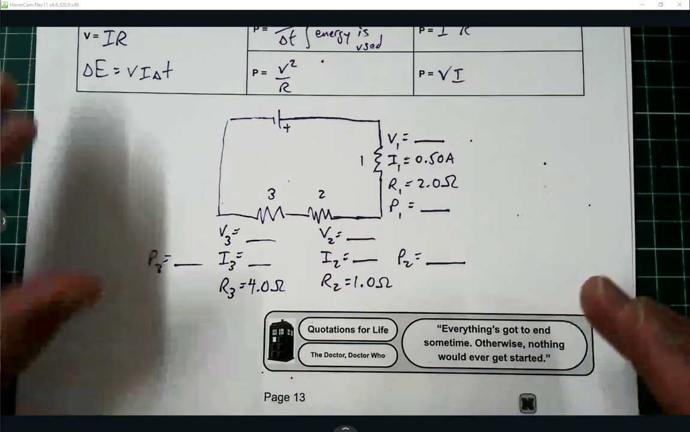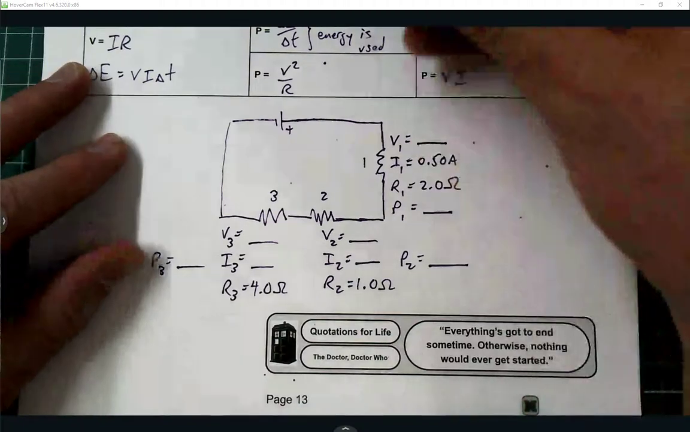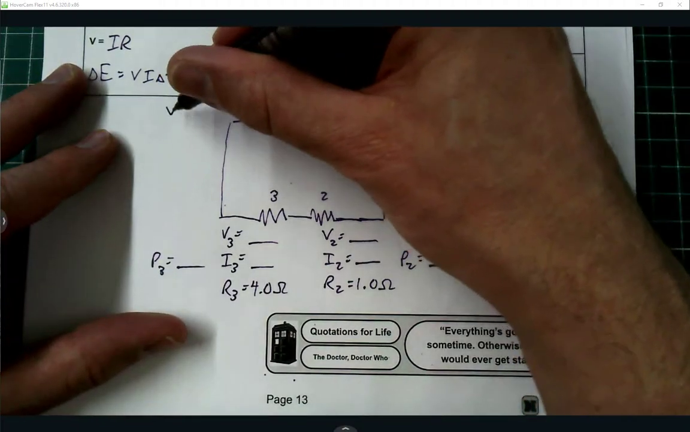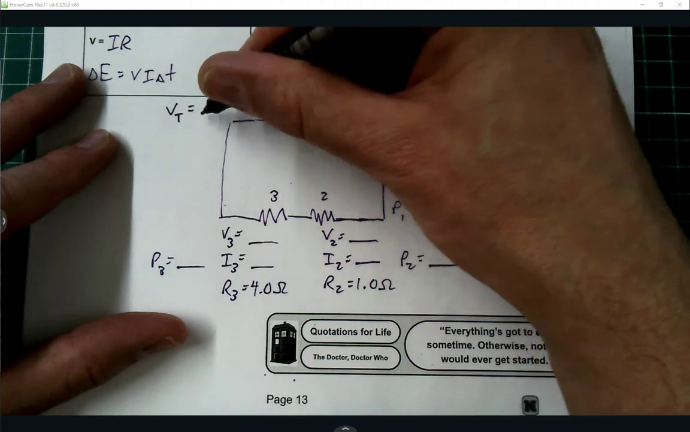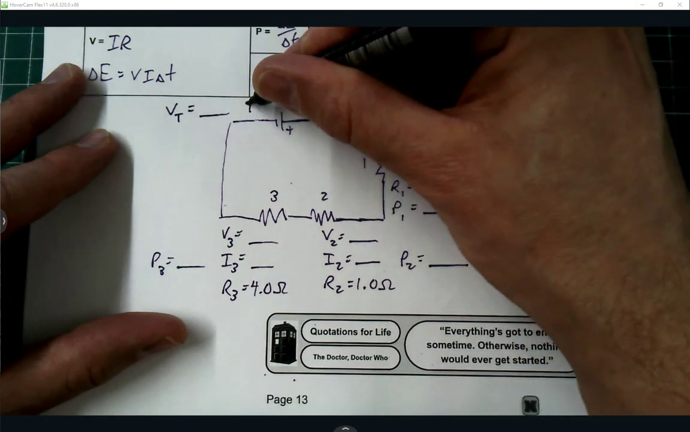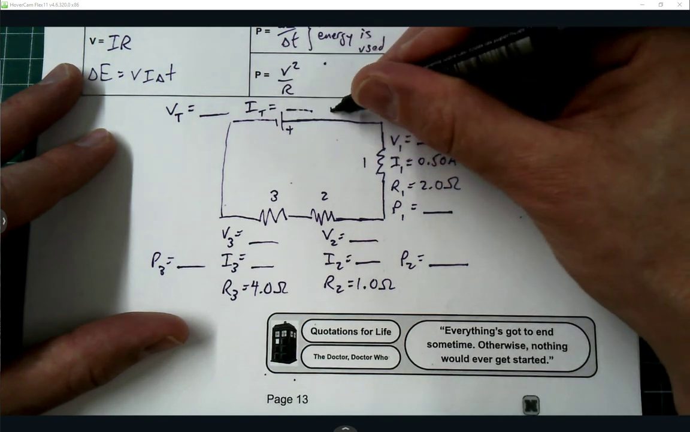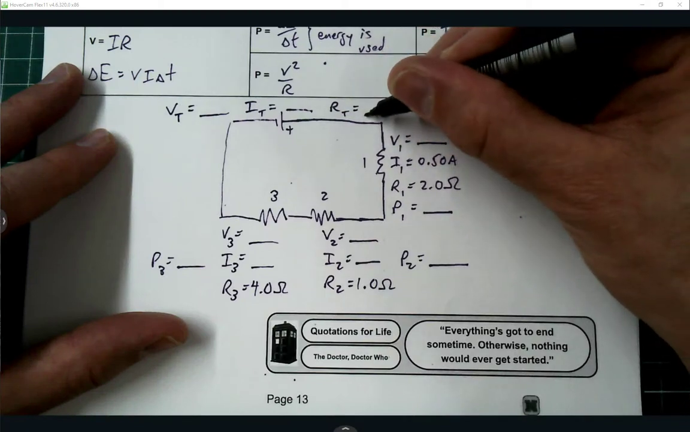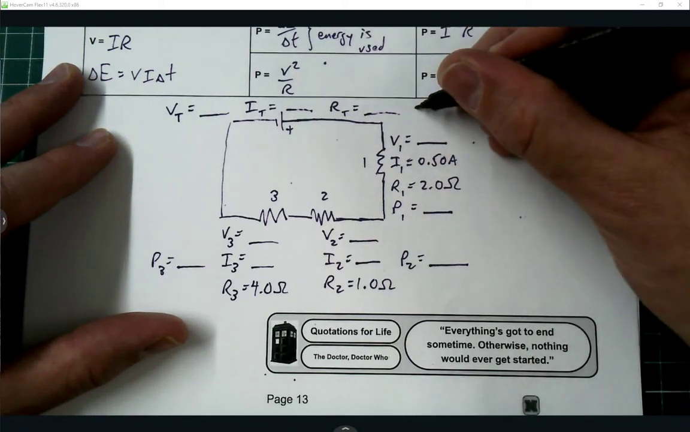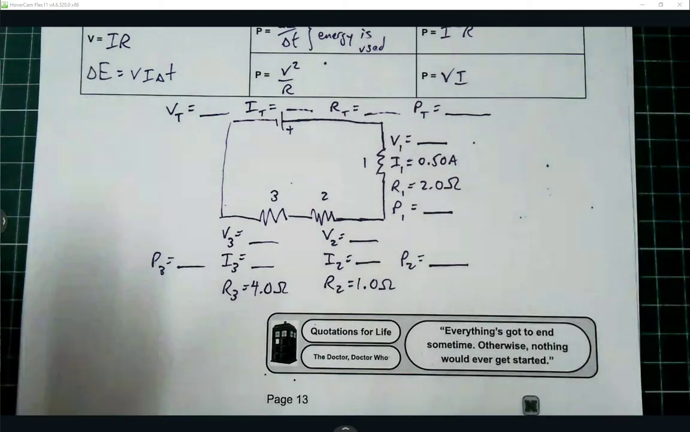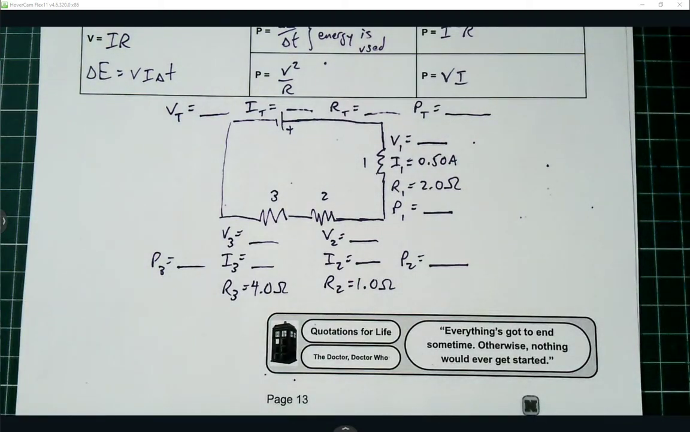Oh, I didn't even talk about the whole circuit. I am not going to tell you V total. I'm not going to tell you I total. I'm not going to tell you R total. And I'm definitely not going to tell you power total. And yet, it's almost like a crossword or a Sudoku or something like that. We should be able to solve all of these.